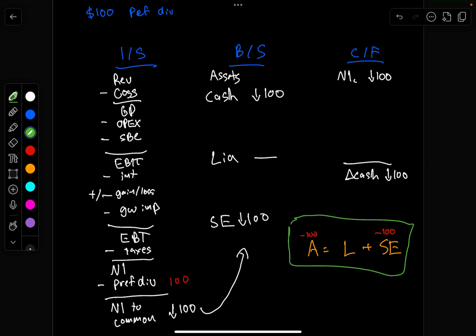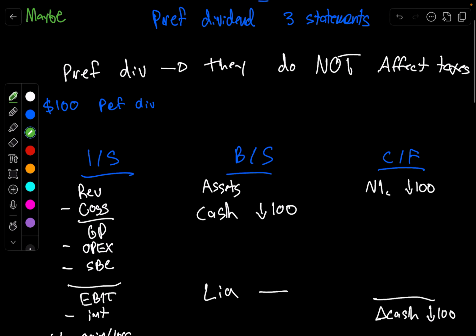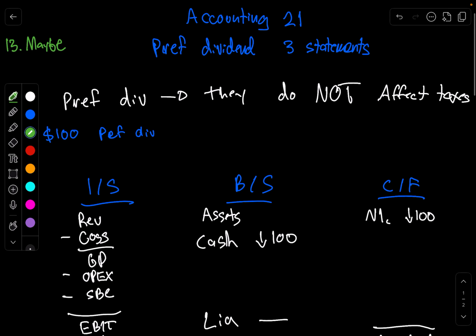So really, the main point that you have to remember is where on the income statement preferred dividends lie, and that is after taxes, but before net income to common. That's essentially the main trick with preferred dividends. But overall, it's not a very difficult topic. So I hope that's clear, and we'll hop into the next one here.